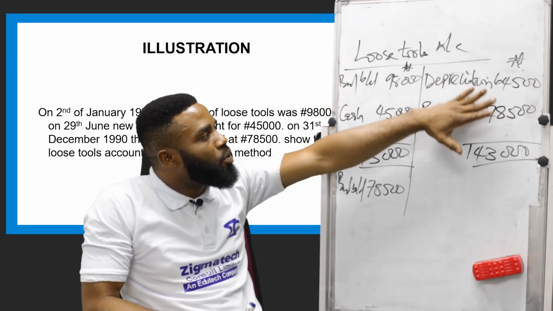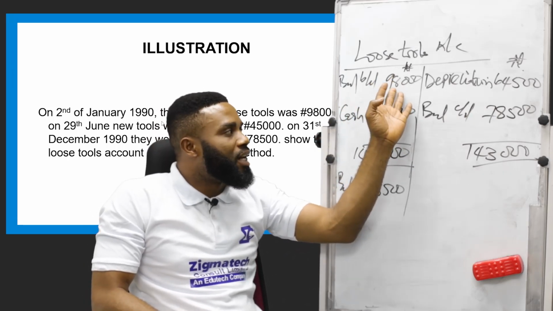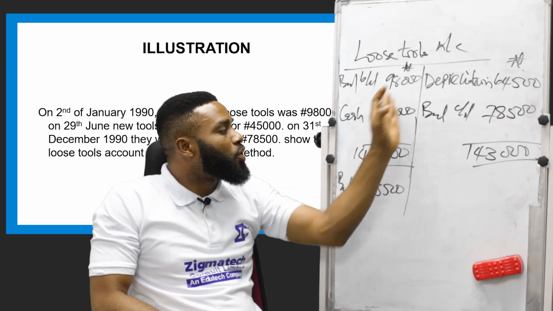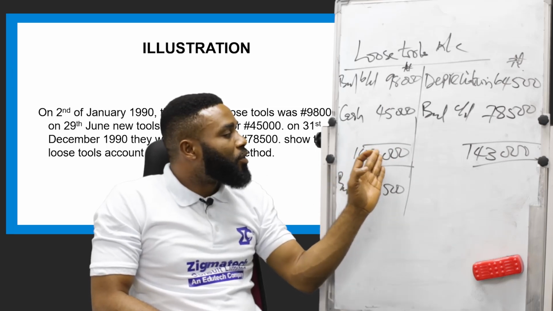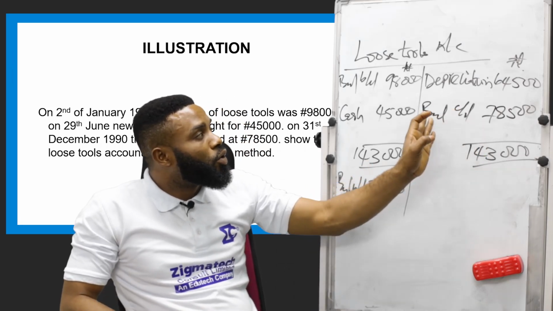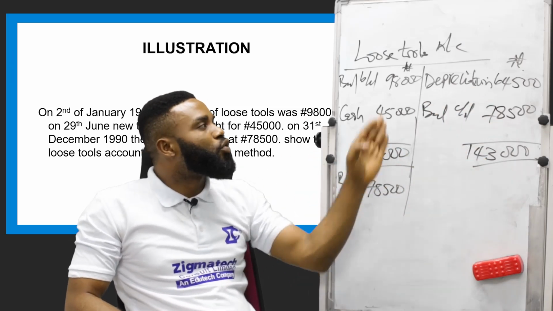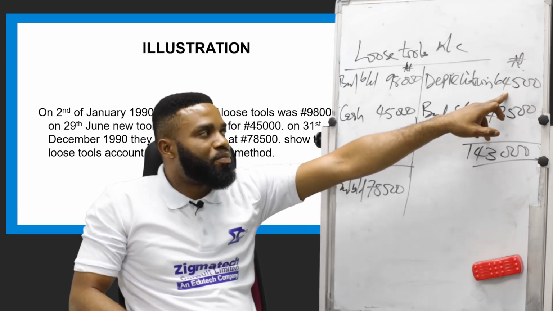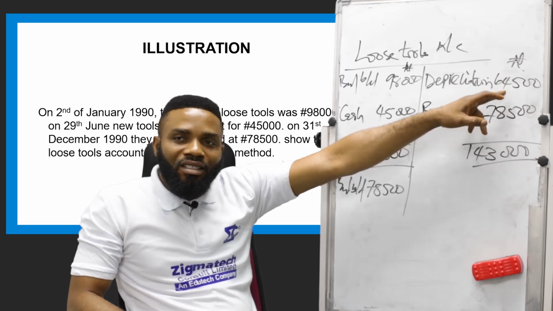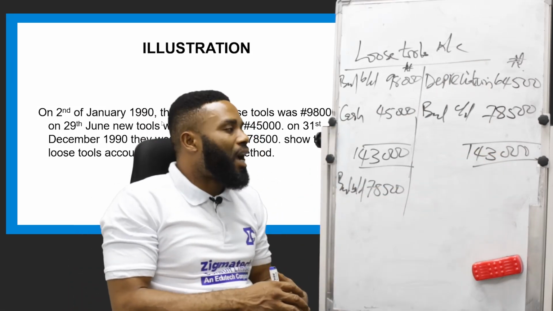Now, you have prepared the loose tools account. You have the value of the asset on the debit side. This is what you have at the beginning. This is what you've been able to buy in the process. When you add this to this, you have 143,000. And then you are able to revalue it at the end of the period, 78,500. So the difference between this and this will give you the what? The depreciation. This is the depreciation we are looking for. This is how to use the revaluation method to calculate depreciation.